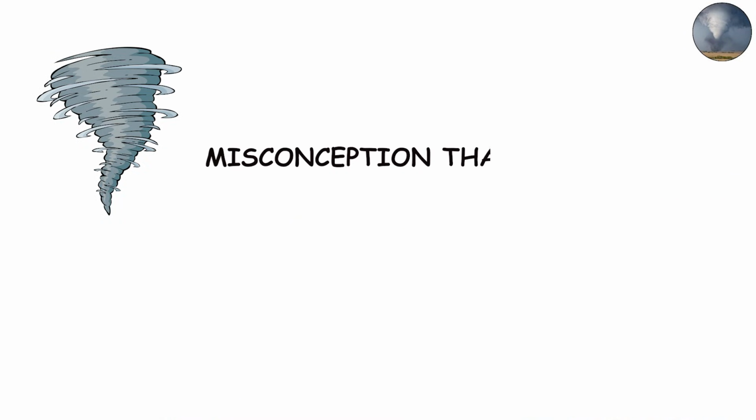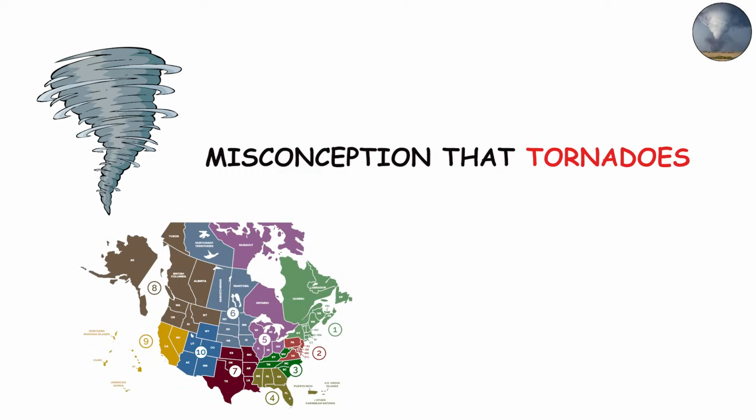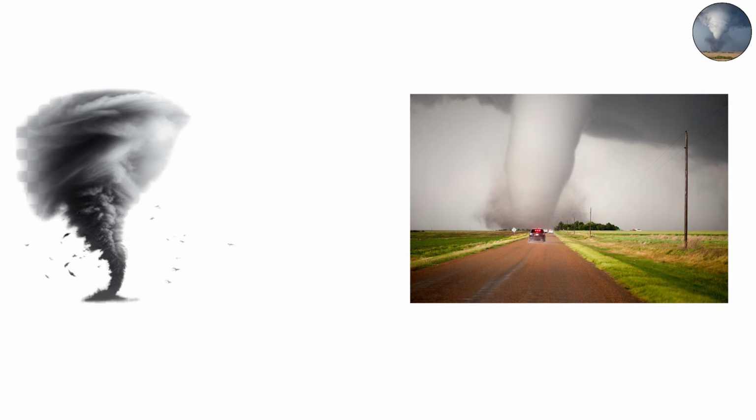The misconception that tornadoes are exclusive to a specific region can leave people in other areas unprepared. Understanding that tornadoes can strike beyond traditional Tornado Alley is critical. Early warning systems exist across the U.S.